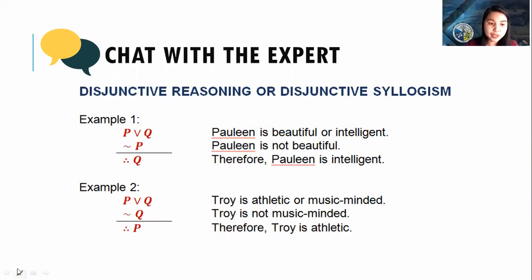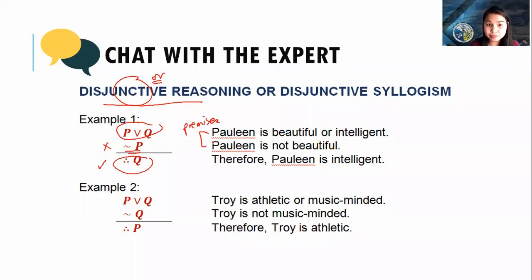The next valid argument reasoning is disjunctive reasoning. Disjunction, it means there is an or. Here, P or Q. If the other is not, then the other must be the answer. The second premise, we call this premises, and this one is a conclusion. The second premise must be a negation, not of the other, for the conclusion to get the other.